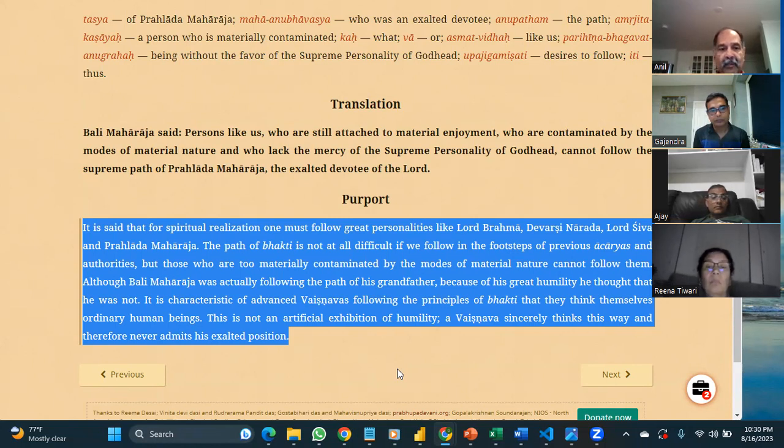Although Bali Maharaj was actually following the path of his grandfather, because of his great humility, he thought that he was not. It is characteristic of advanced Vaishnavas following the principles of bhakti that they think themselves ordinary human beings. This is not an artificial exhibition of humility. A Vaishnava sincerely thinks this way and therefore never admits his exalted position. Hare Krishna. Hare Krishna.